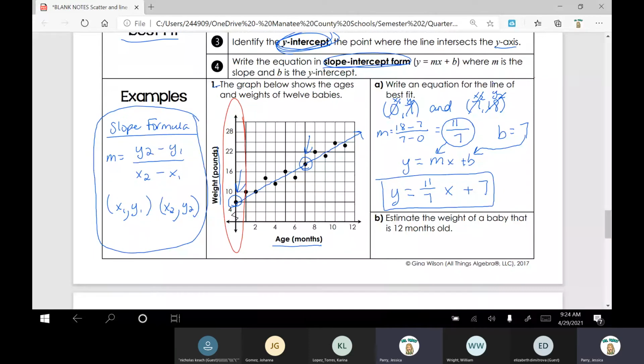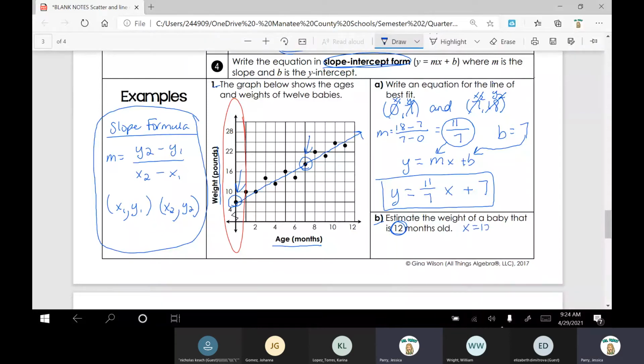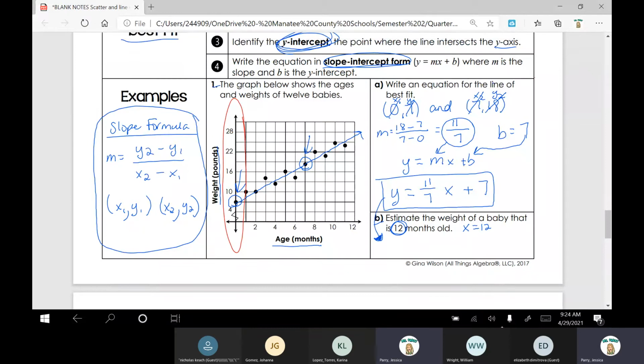And then we've got B. Estimate the weight of a baby that is 12 months old. Okay. So what we're going to do is we're going to take this 12. And this is pretty much saying like x equals 12. And we're going to use this formula, the one that we just created. We're going to take the 12, plug it in, and then solve.